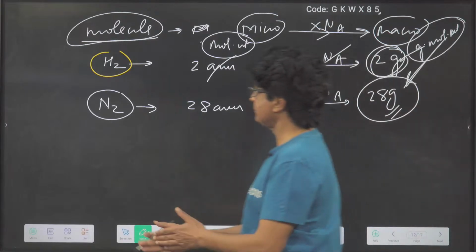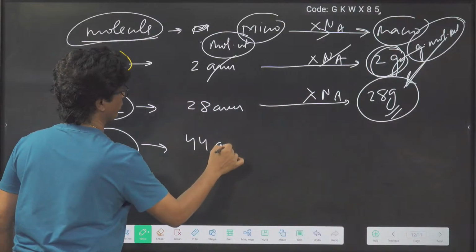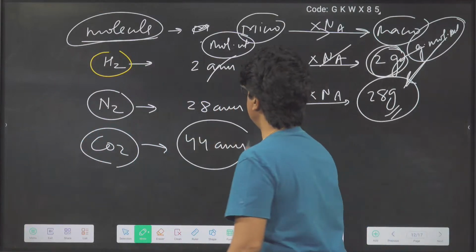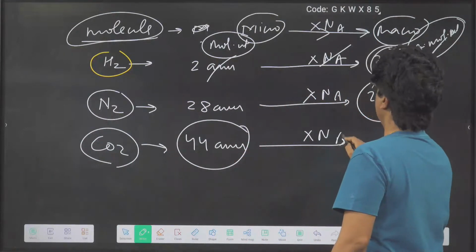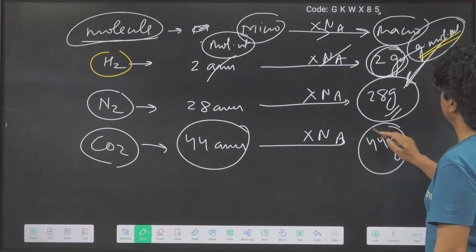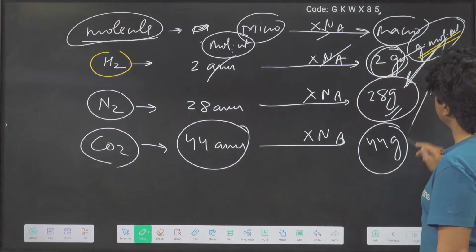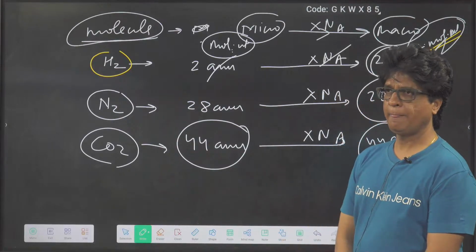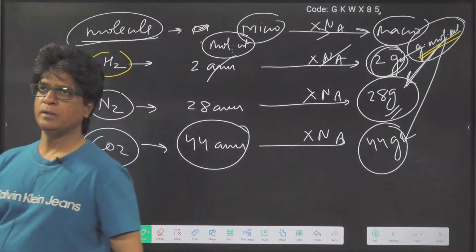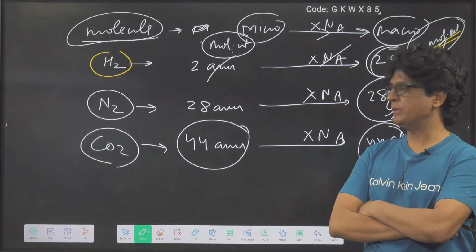Is that clear? Let's talk about CO2. CO2, it is 44 AMU, right or not? And in terms of macroscopic world, or say gram molecular weight, it will be 44 gram. So whenever you express your molecular weight in terms of gram, it is called gram molecular weight. I hope that is now very much clear, the difference between molecular weight, gram molecular weight, atomic weight, and gram atomic weight. Is that clear to all of you now?